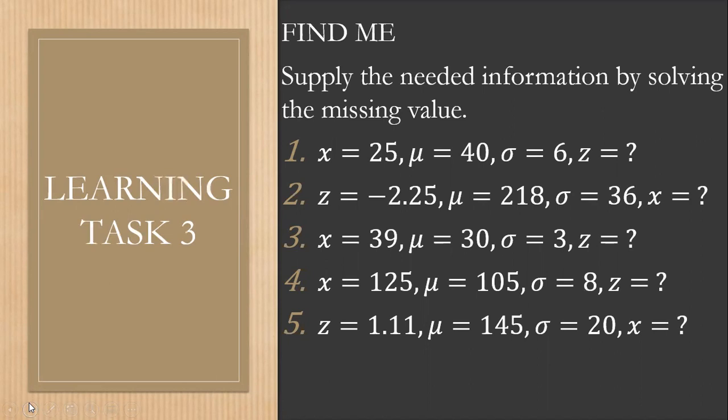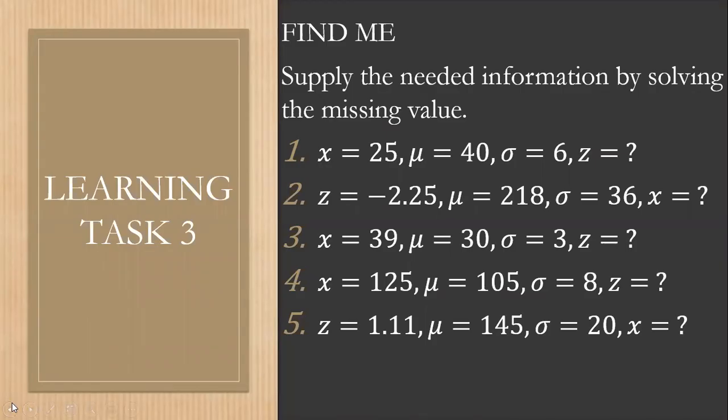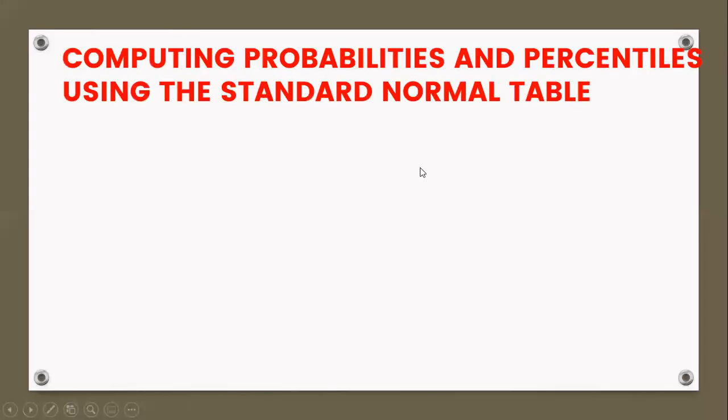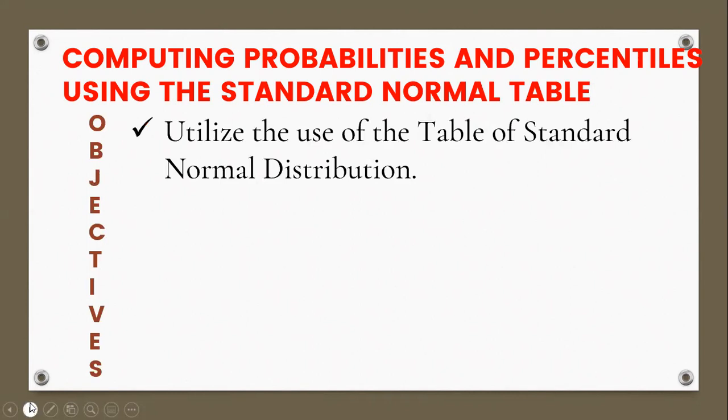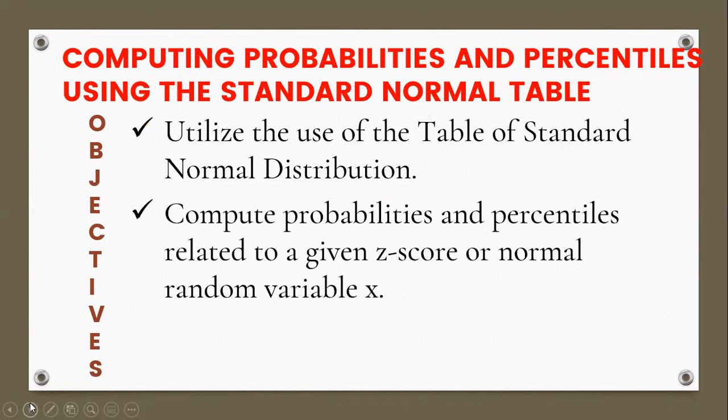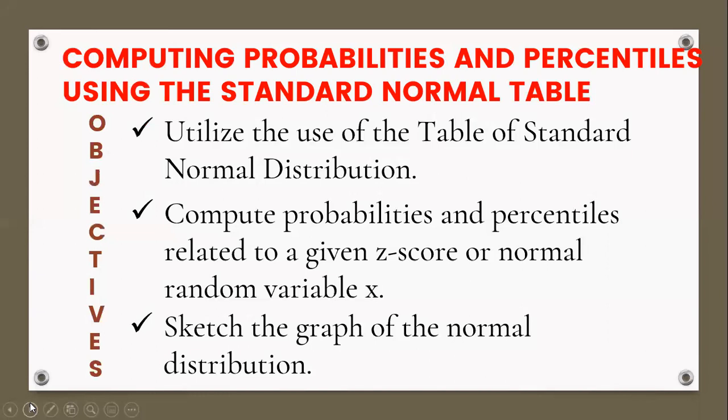Okay? And next, okay, this is the next module, which is entitled Computing the Probabilities and Percentiles Using the Standard Normal Table. Okay, so these are the objectives. Utilize the table of standard normal distribution and compute the probabilities and percentiles related to a given z-score or normal random variable x, and sketch the graph of the normal distribution.